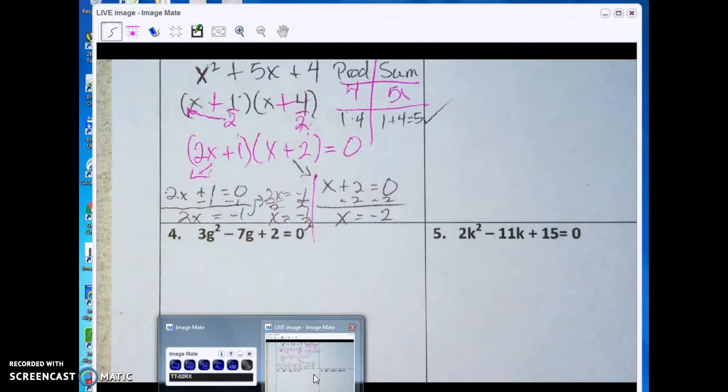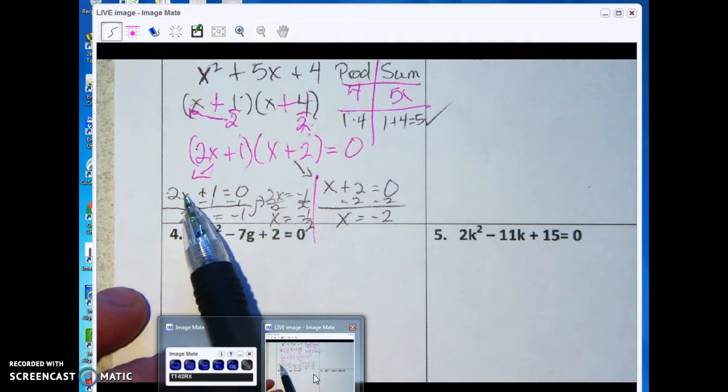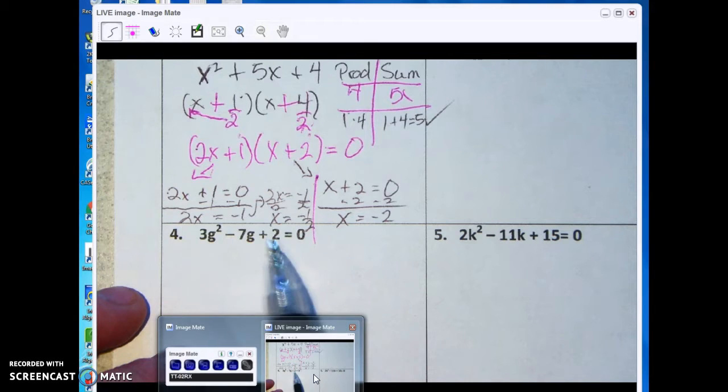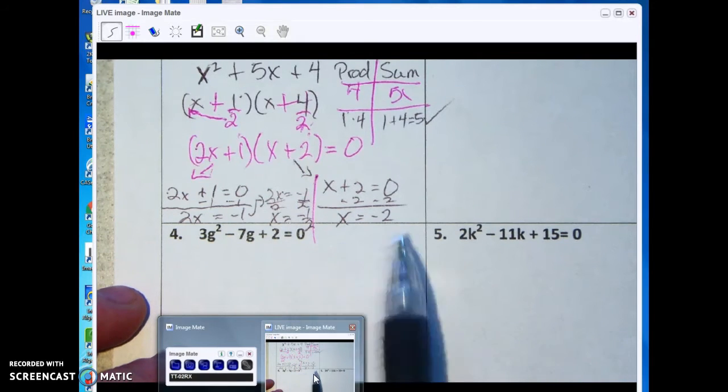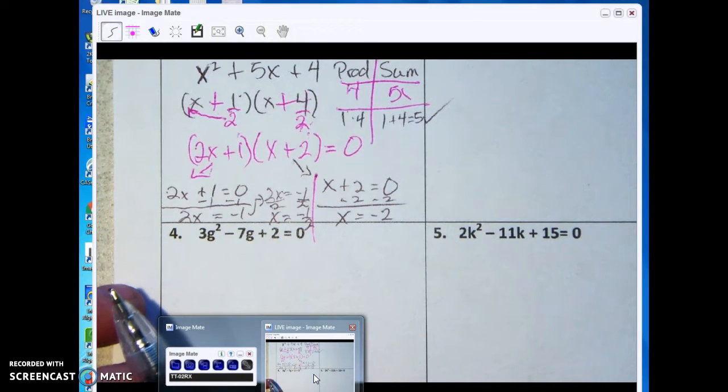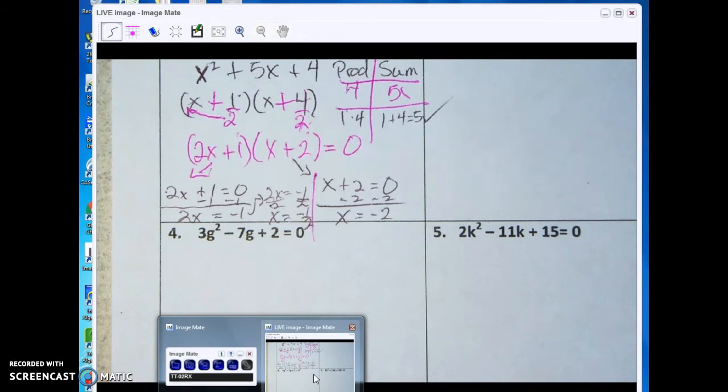So all you're doing is factoring, and then you're solving for those zeros. Taking it apart, setting it equal to 0, and then solving the algebra problem that is right there. Okay? Good luck. You can do this. Just takes practice.